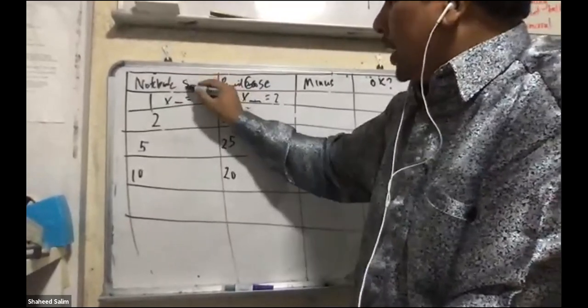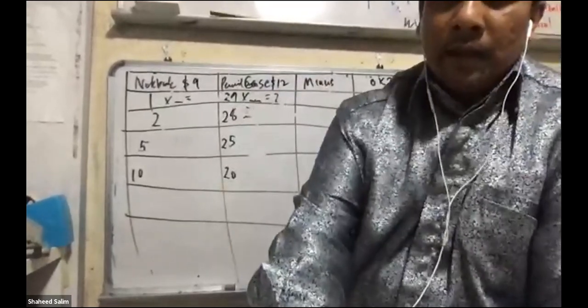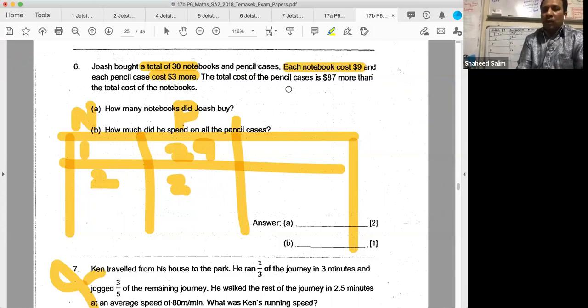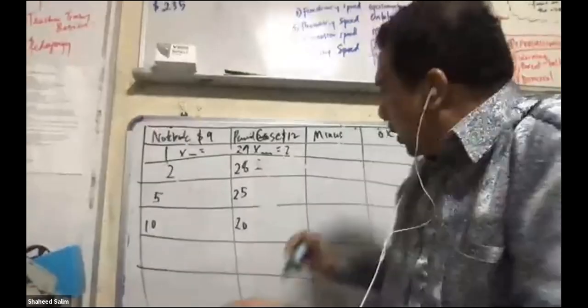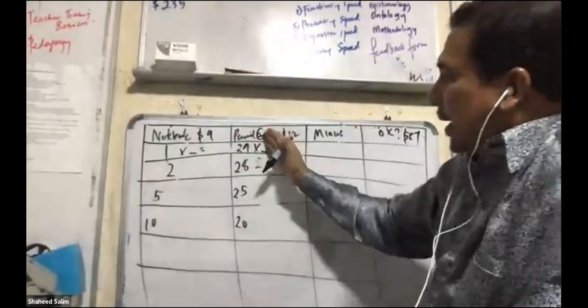So we know notebook is $9. Pencil case is $12. Let us look again at what the question says. You see the notebook is $9. Pencil case is $3 more. So 3 plus 9 is 12. Then they tell you if you times the total number, the pencil case is $87 more than the notebook. So when you take the amount for the pencil case minus the notebook is $87. So I'm going to write 87 here. Okay, what minus what? Pencil case minus notebook.